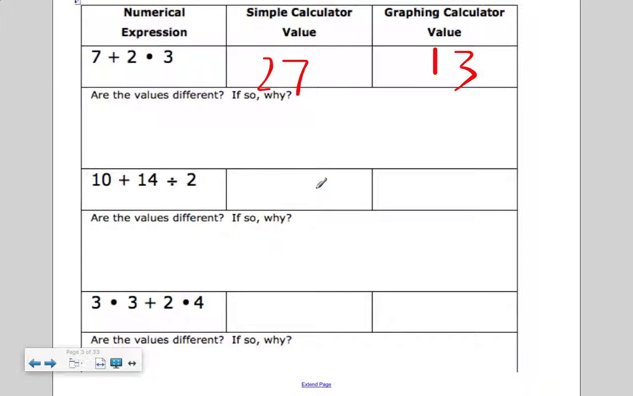A simple calculator, for this one, would give the answer as 12. But a graphing calculator will say the answer here is 17. And for this one, a simple calculator would say the answer is 44, while a scientific or graphing calculator would say the answer is 17 again. So are the values different? If so, why? Well, we're going to be learning something called order of operations. The graphing calculator values are correct. We will come back to this to show why.